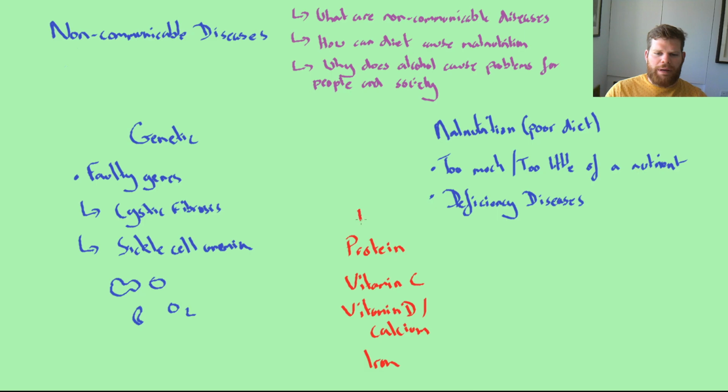So we're going to talk about the deficiency diseases for these four nutrients. What are the deficiency diseases for these four different nutrients? Well, five for this one. So protein. Now, protein is an interesting one to say. So I'm going to write it out first.